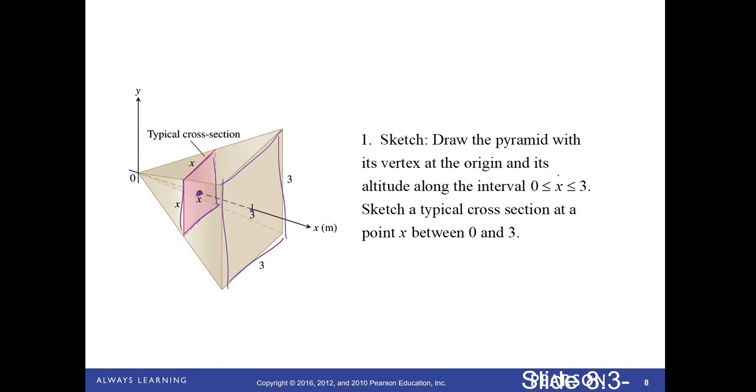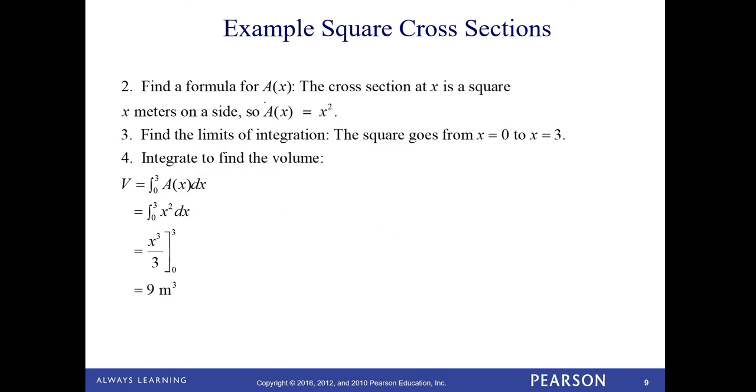Draw the pyramid with its vertex at the origin and its altitude along the interval from 0 to 3. Sketch a typical cross section at any point x, which they've done. So now the area of each square cross section is x squared, rather than the formula that I had, which was 3 minus y squared. The limits go from 0 to 3 still, and so their formula came out a bit easier than mine. We still got 9 cubic meters.